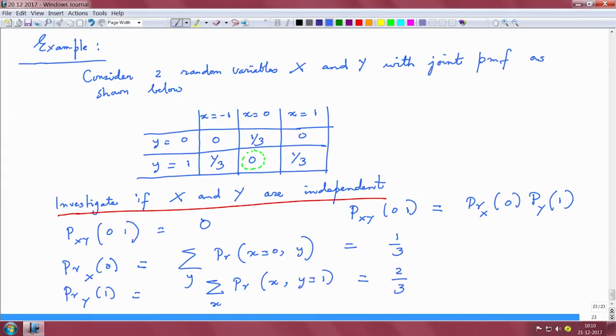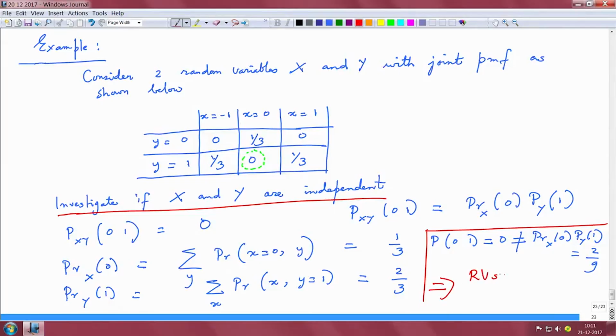Now, just examine this equation. Probability that x takes 0 and y takes 1 is 0, which is not equal to probability that x takes 0 times probability that y takes 1, which is basically 2 ninths here. This evaluates to 2 ninths and this is not equal to 0. So, therefore, clearly random variables x and y are not statistically independent.